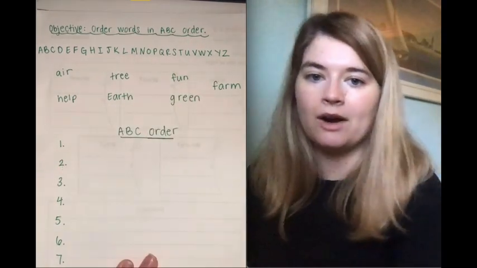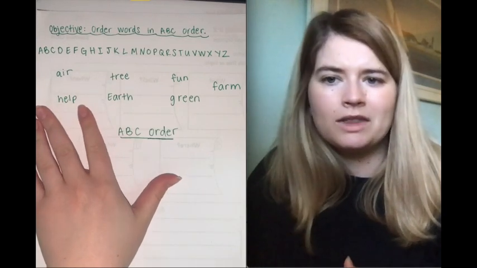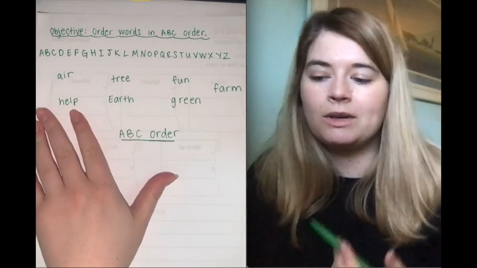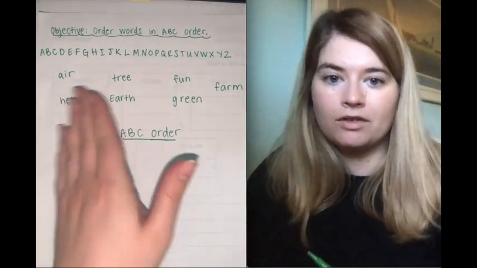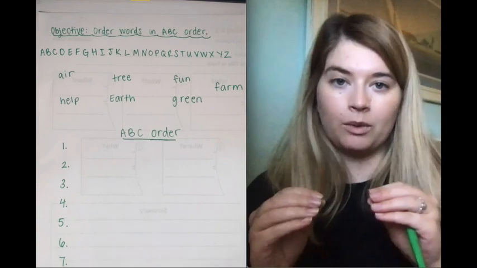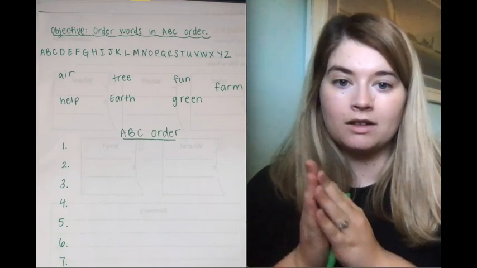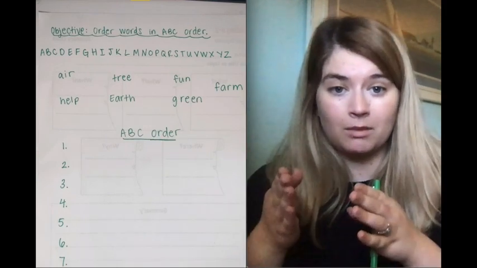So here I wrote out the ABCs, my alphabet, just to help me with this, because as we know, when we ABC order a list of words, we're going in the order of the alphabet. Okay, so what it's actually asking us to do is to take the words and say, which one comes first, which one comes last, and which ones come in the middle.